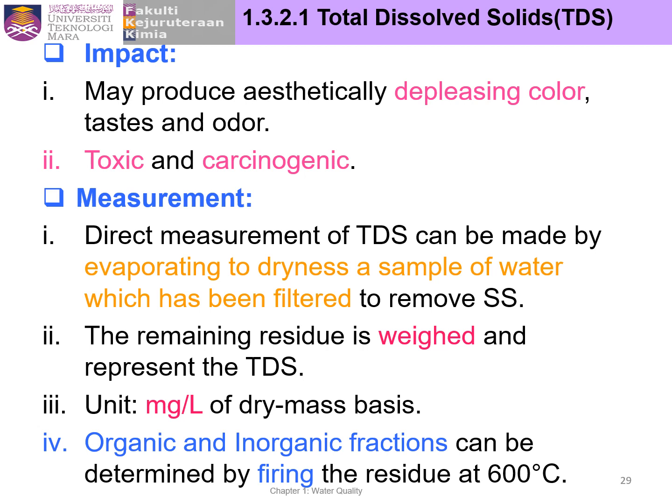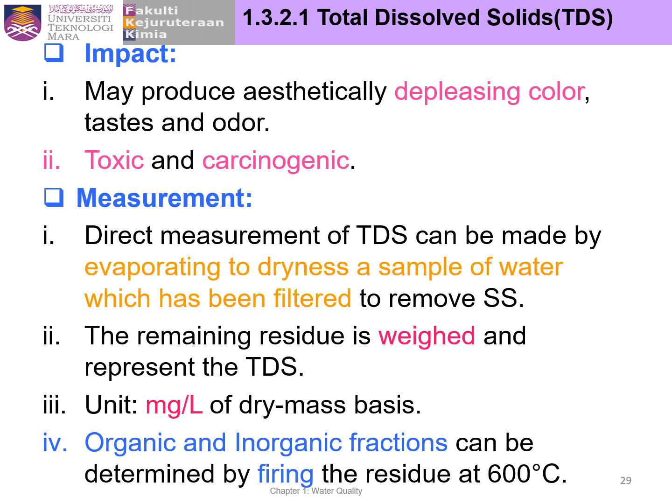Evaporating to dryness. We just evaporate the sample until it dries, which has been filtered to remove excess, and then lastly you just weigh it. The unit is also the same as just now, milligram per liter, as SS, DS, and also the third one, DS.